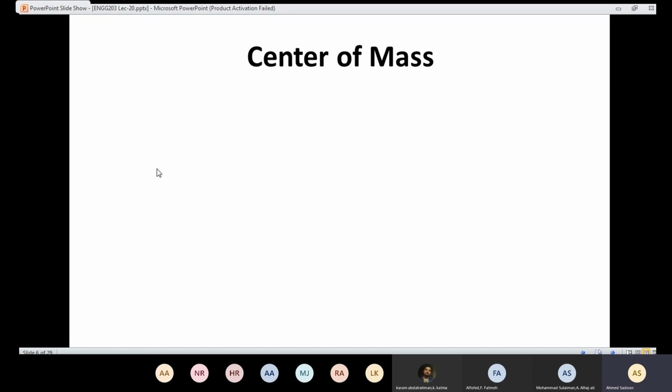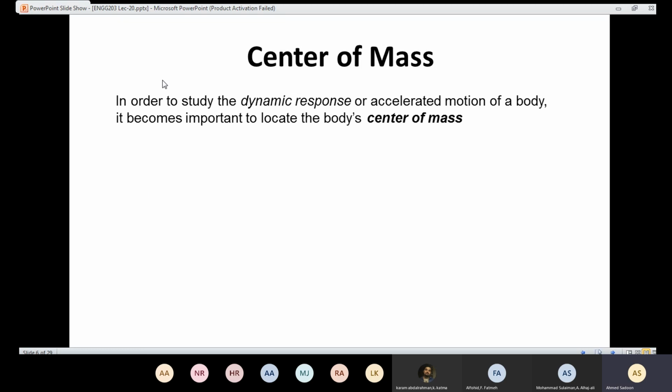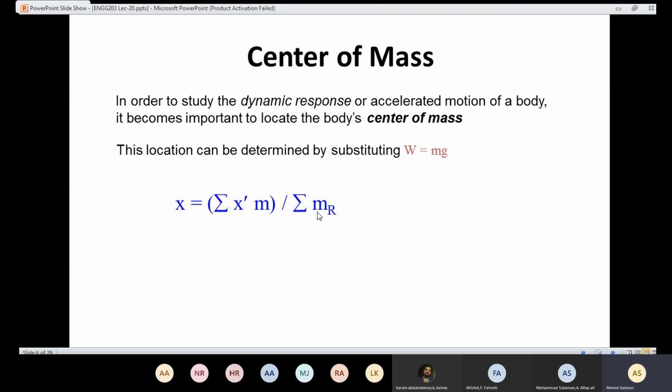Also, we can determine the center of mass. In order to study the dynamic response or accelerated motion of a body in dynamics, it's very important to locate the center of mass. So in the equation, we are going to substitute W by mg. So instead of W, we are going to put mg here, and here we are going to put mg. The g is going to be cancelled with the g here. So now the equation is going to be x is the summation of x hat m over the summation of the m. Similarly, we are going to do that in y and in z. So instead of w, we put mg, and the g here is going to cancel the g there, and I'm going to end up with this equation, and this is the center of mass.